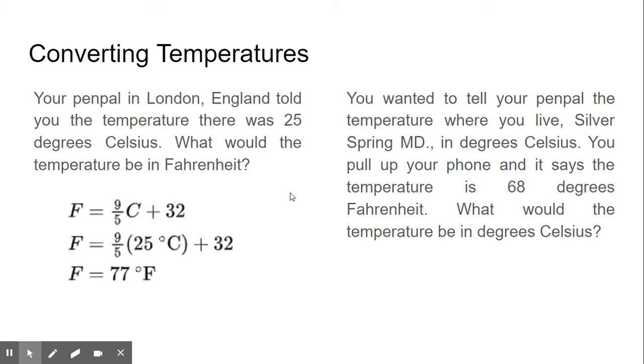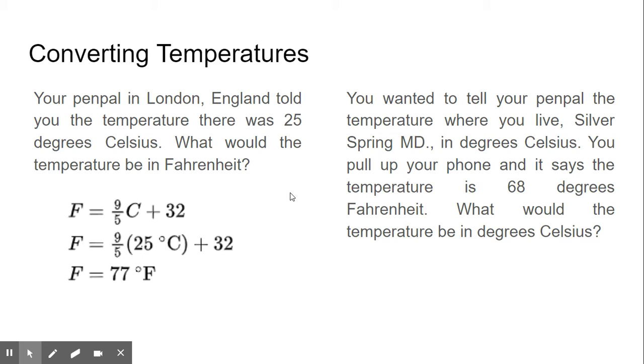Well, we can use our equation. F equals 9/5 C plus 32. We would plug in 25 degrees Celsius into the equation, multiply 25 times 9/5, then add 32, and we get F equals 77 degrees Fahrenheit. Now, let's look at the reverse.